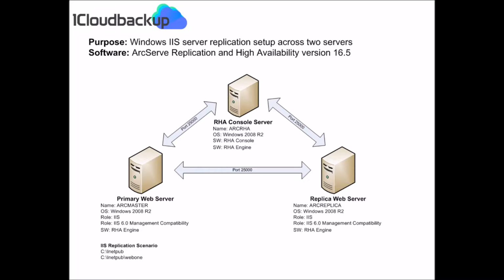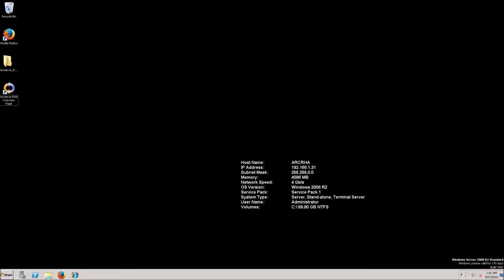Hello everyone, in this video we're going to be reviewing how to set up disaster recovery between two Windows IIS web servers. The setup is pretty simple here. I've got a primary server that is running IIS with a website on it. I've got a secondary with IIS but no website running on it at all. And then I've got one server which is going to be my RHA Arcserve management system.